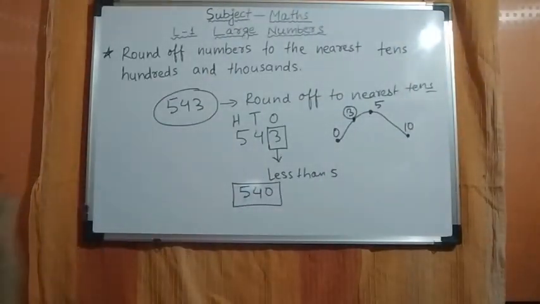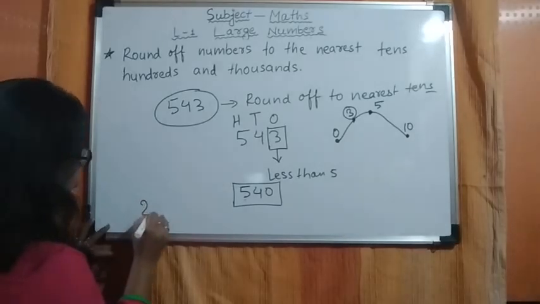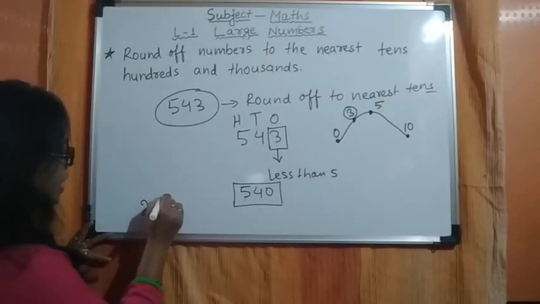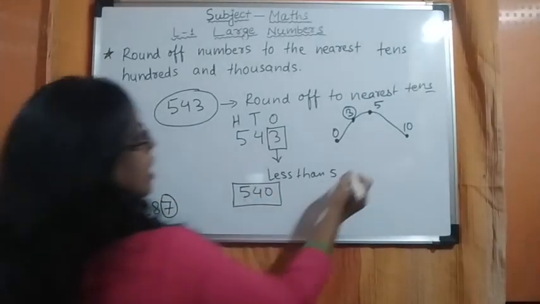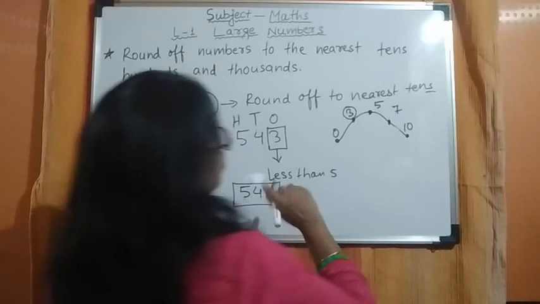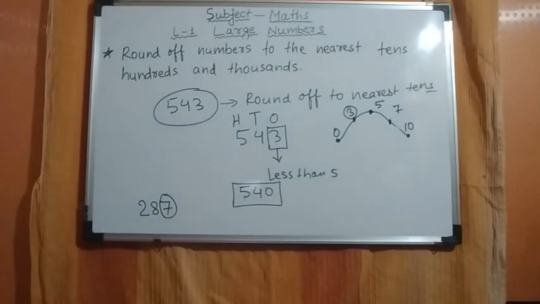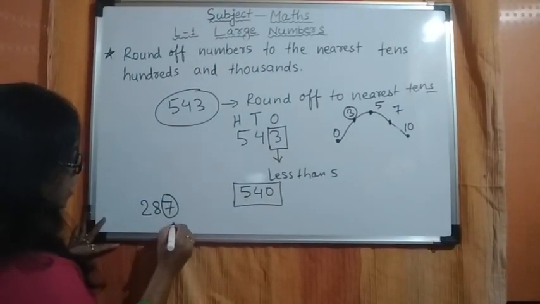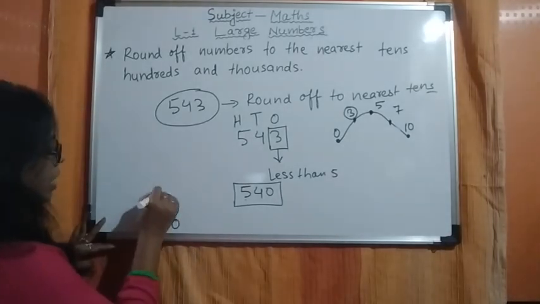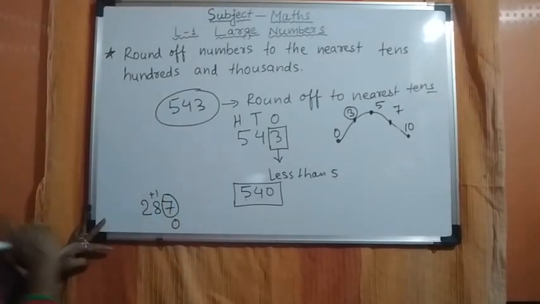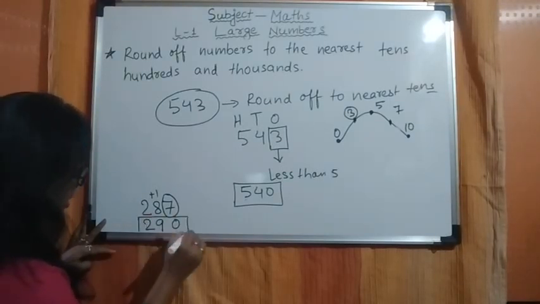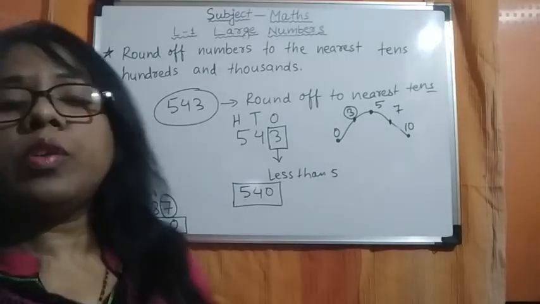Now we are taking another example, 287. Now 7 is at 1's place. Where will 7 stand? 7 will come here. So after 5, number 7 comes. So at 1's place, it will be 0 and we will add 1 at 10's place. So 8 plus 1, 9. This answer will be 290 after rounding off to nearest 10.